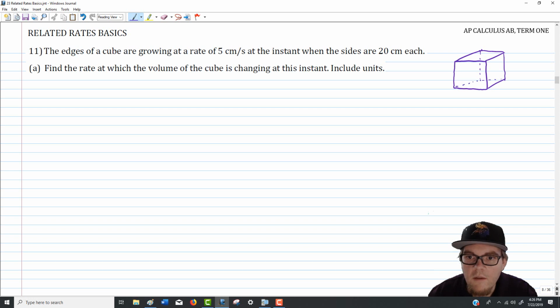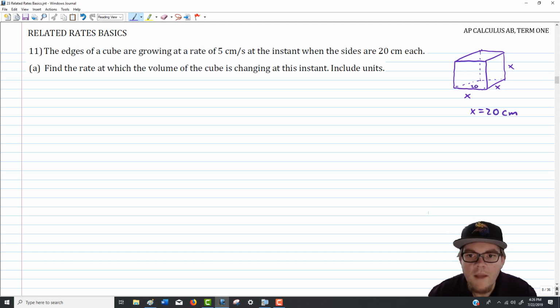So if you're a big fan of perspective, there we go. So there's our cube. It's telling us that the sides are each 20 centimeters. I'm not going to call them S, I'm going to call them X for simplicity. So every side of this cube is a length X, and we're told at the beginning that every X is 20 centimeters.